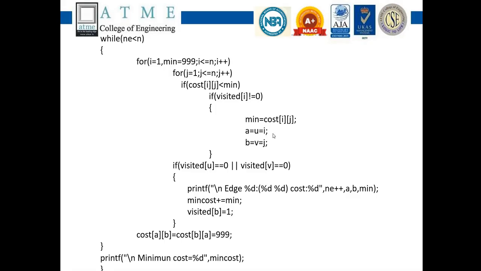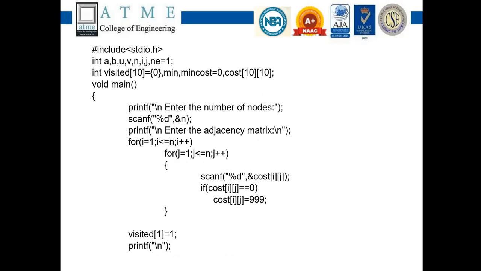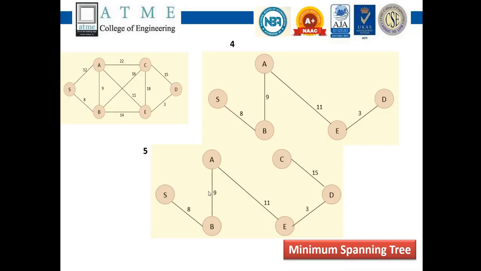What is this U and V? This is a very tricky part, where U and V represent from node and to node. If I consider this particular one, A to B, from which node have we started? B. From which node have we ended? A. So U will be B, V will be A. The cost associated with this is 9.